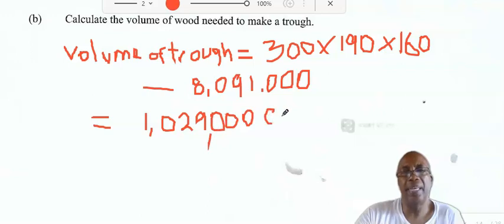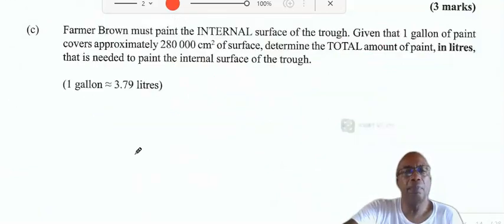That is cubic centimeters. And that is part B. So we are now on part C. Farmer Brown must paint the internal surface of the trough.